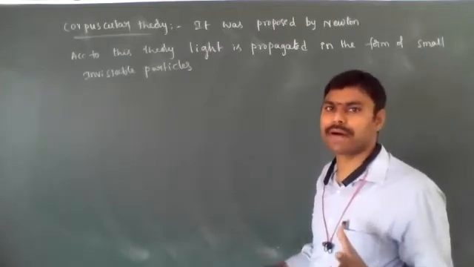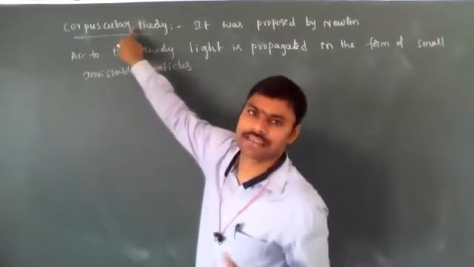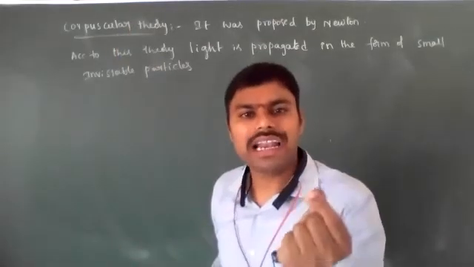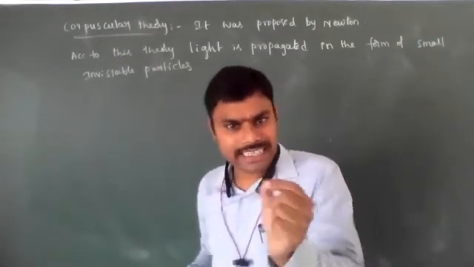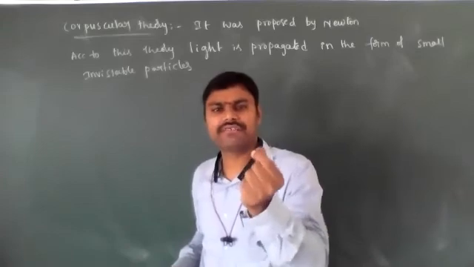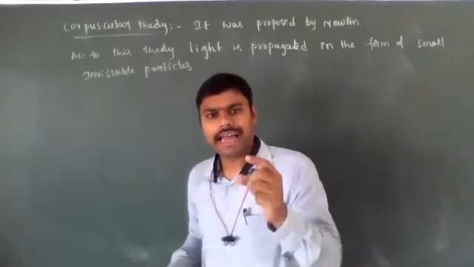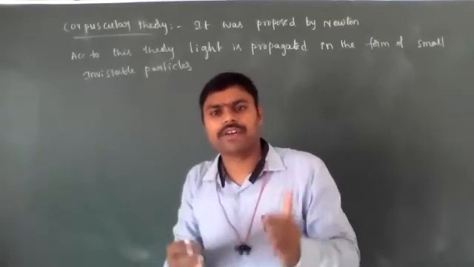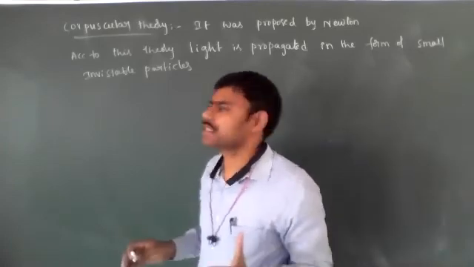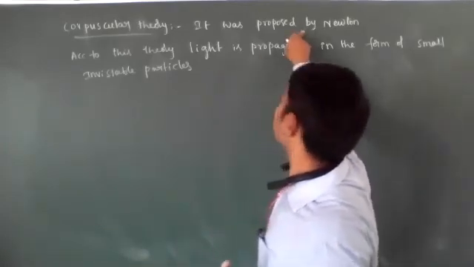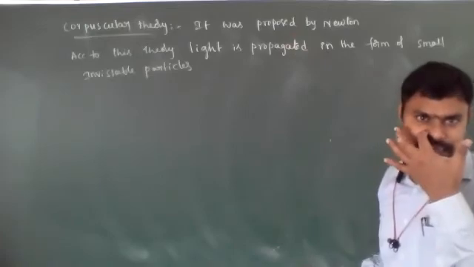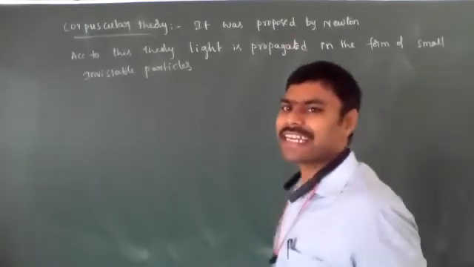The small invisible particles are known as corpusculars. Corpusculars means small and invisible particles, dust-like particles, very small. So like that, the light is propagated from one place to another place. Newton has proposed this. After that, wave theory.